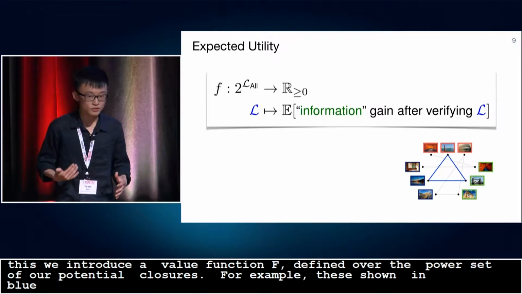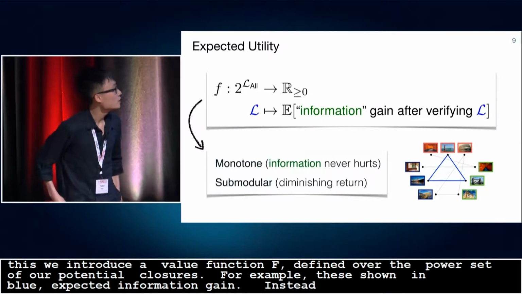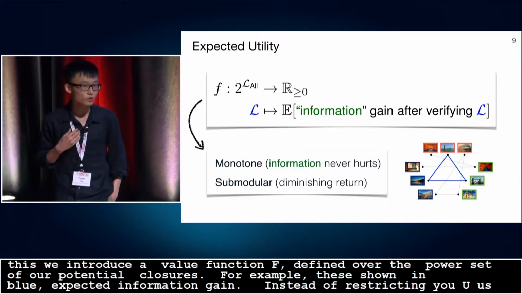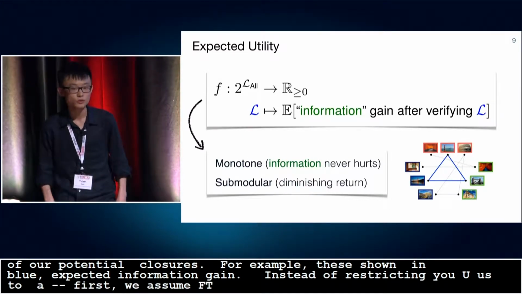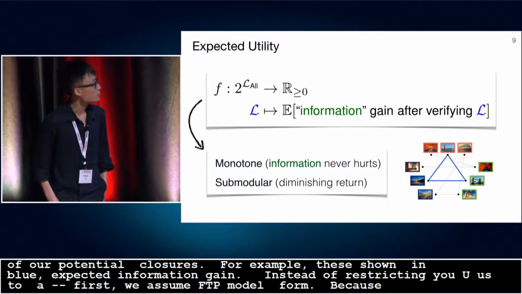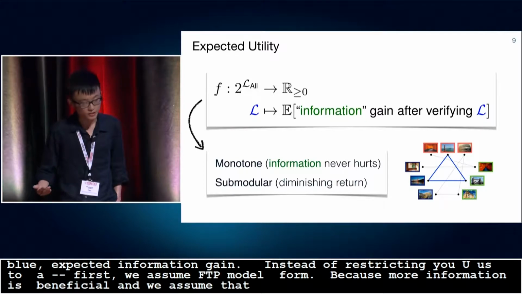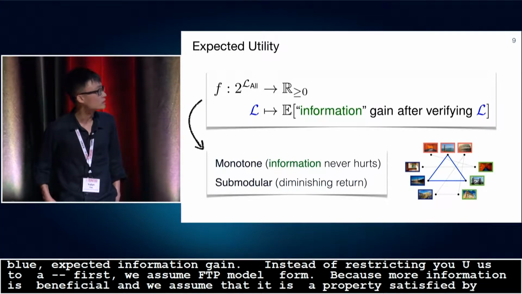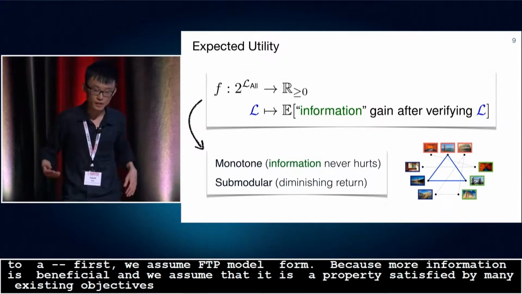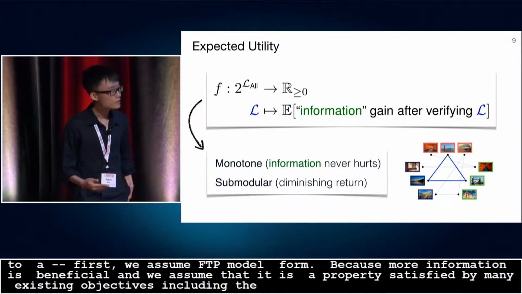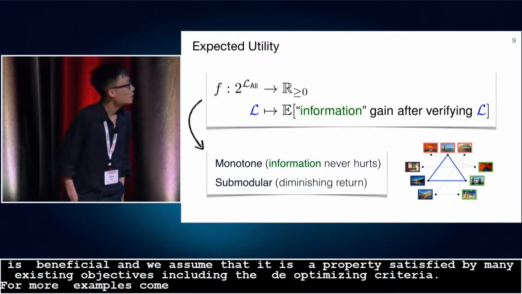Instead of restricting us to a single function, here we only make two broad assumptions. First, we assume f to be monotone, which is a natural assumption because more information is always beneficial. And also, we assume f to be submodular, which is a property already satisfied by many existing objectives in SLAM, including the D-optimality criterion. Ultimately, the choice of f depends on the application, but for more examples, please come to our poster session or refer to the full paper.